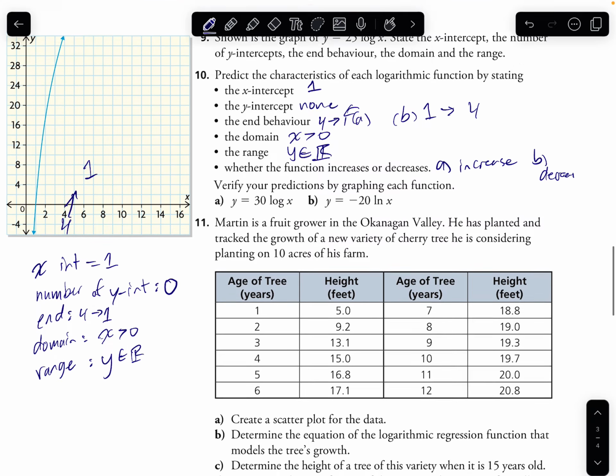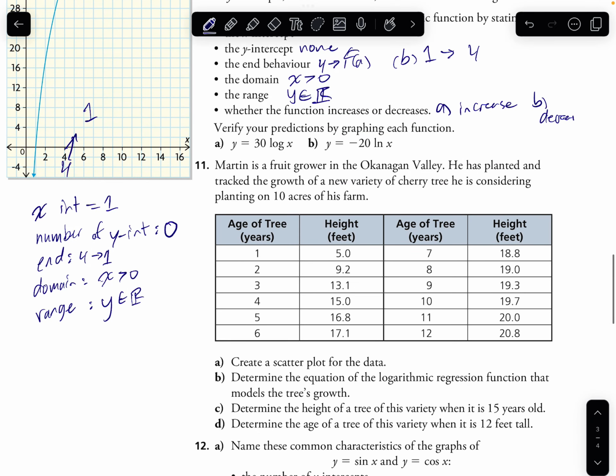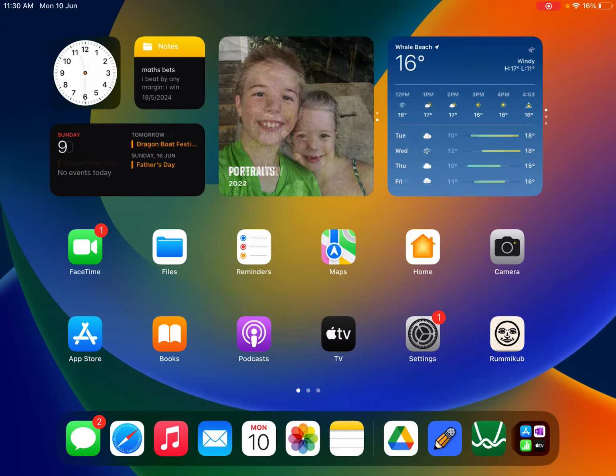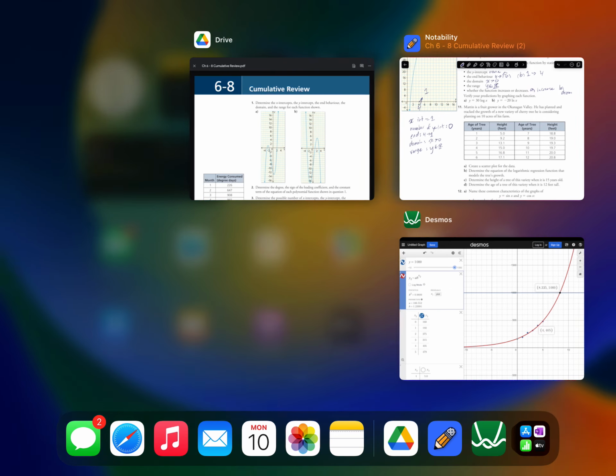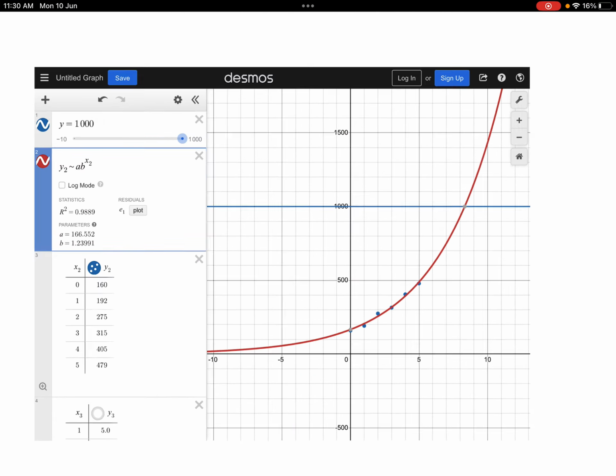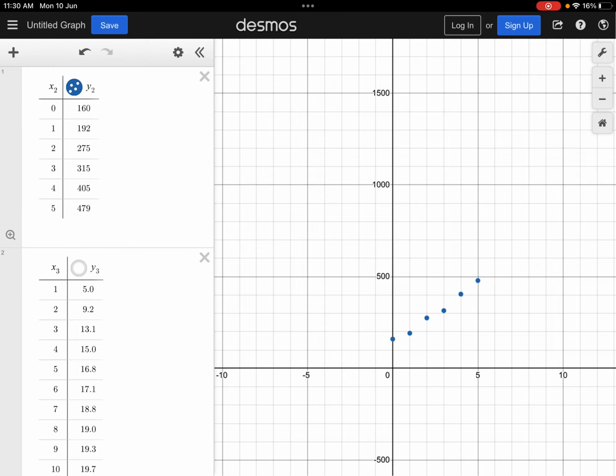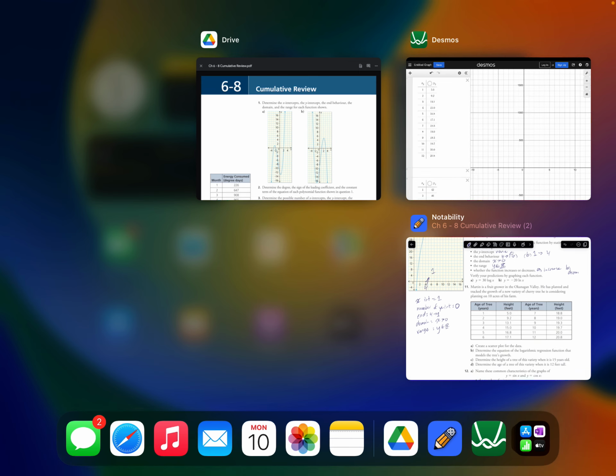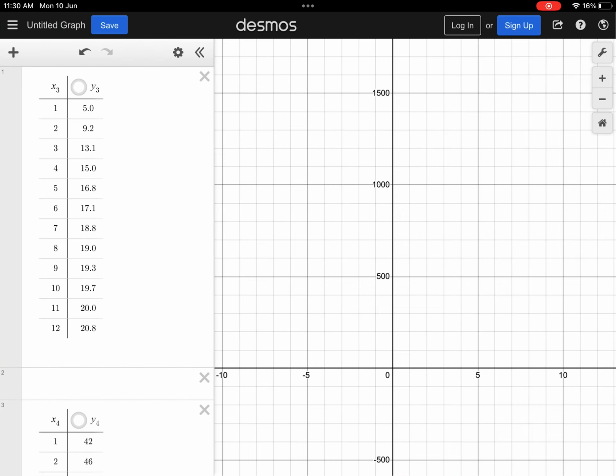No, there's not. Okay. Martin is a fruit grower in the Okanagan Valley. He's planted and tracked the growth of a new variety of cherry tree. Create a scatter plot for the data, which I've already done. What? Oh, okay, there we go. So delete that, and delete that. Yeah, sweet. This is our data.